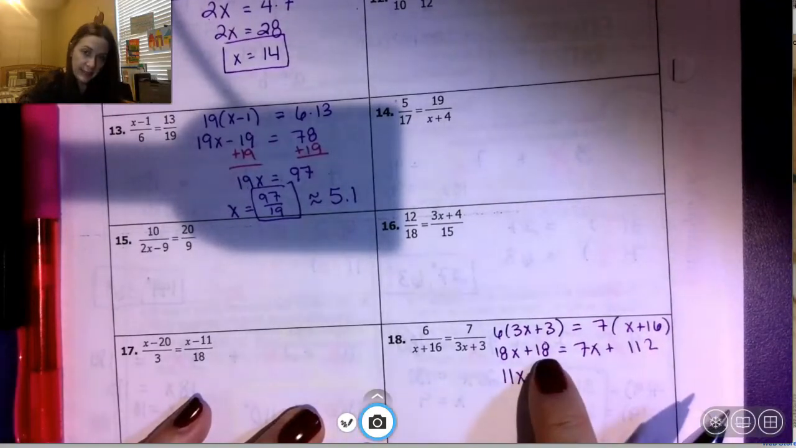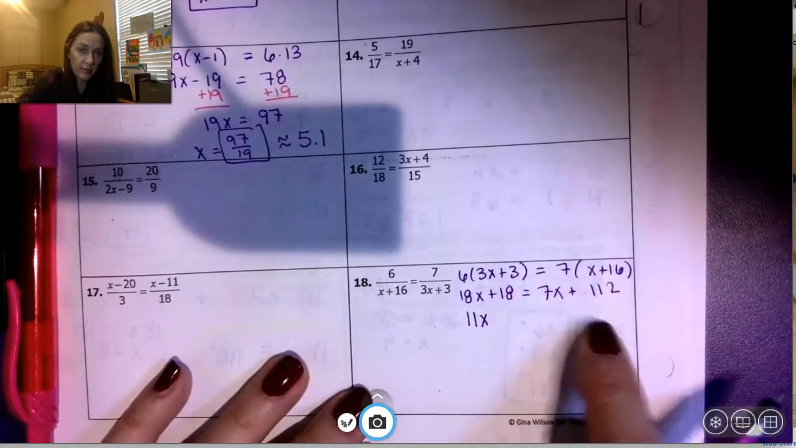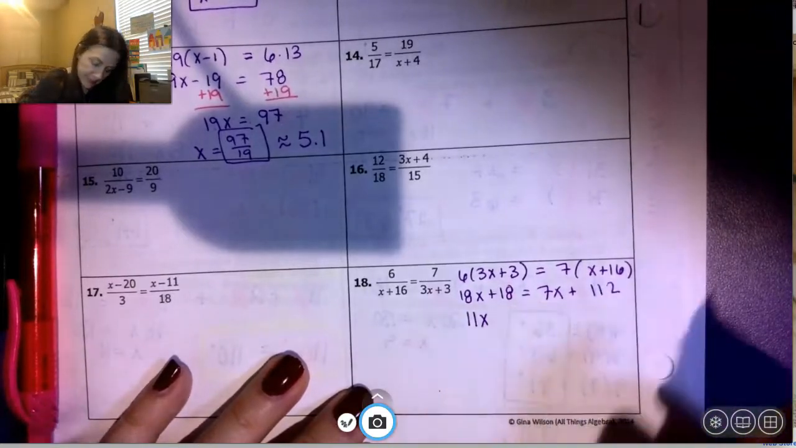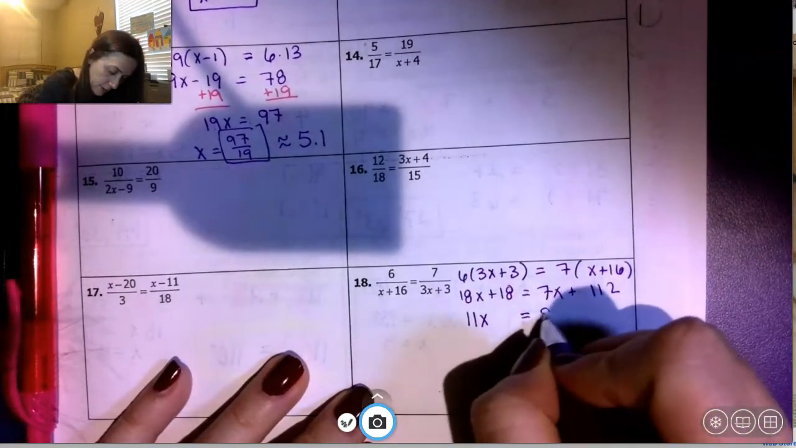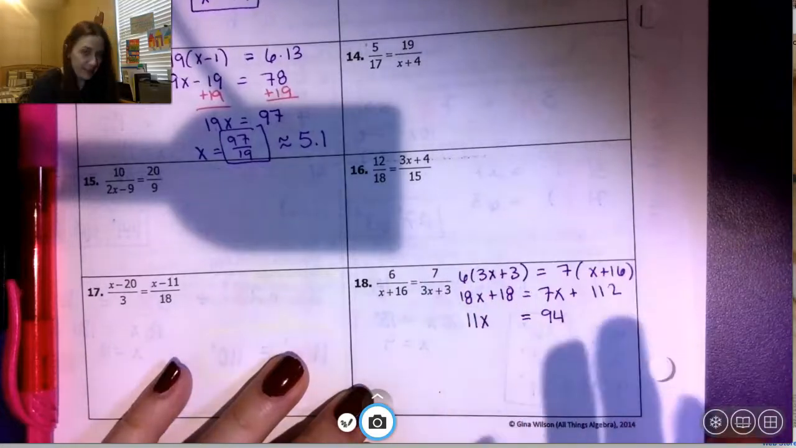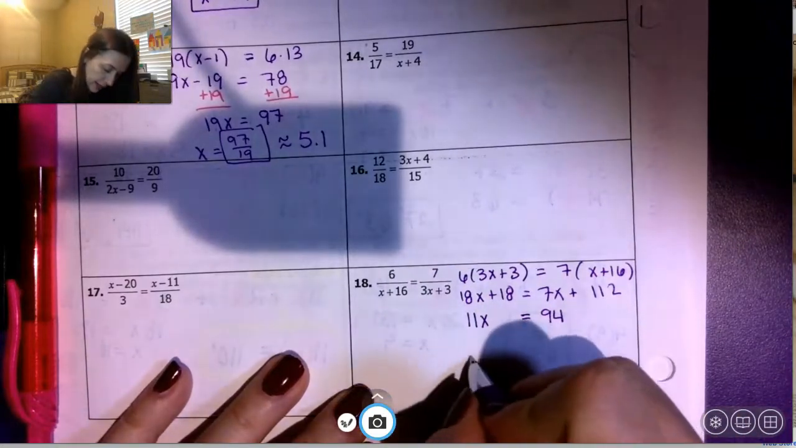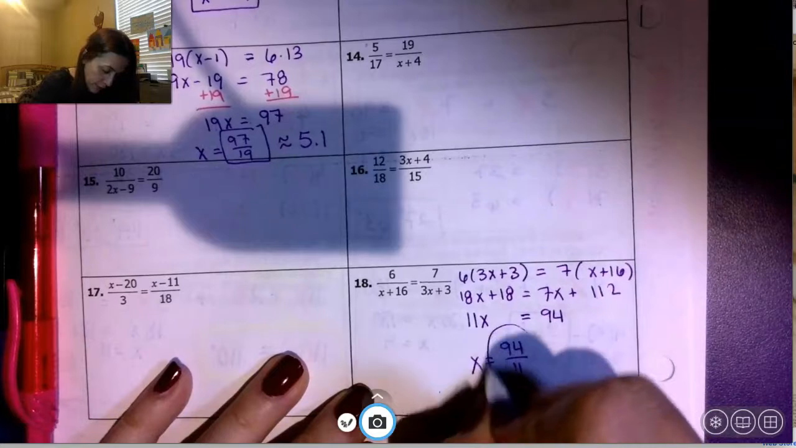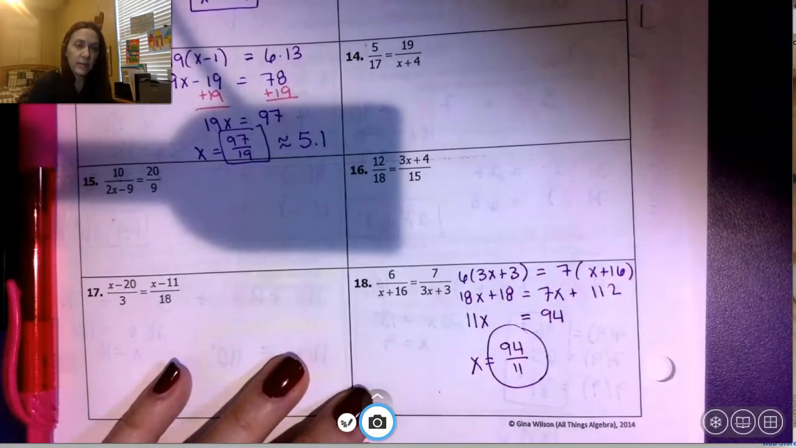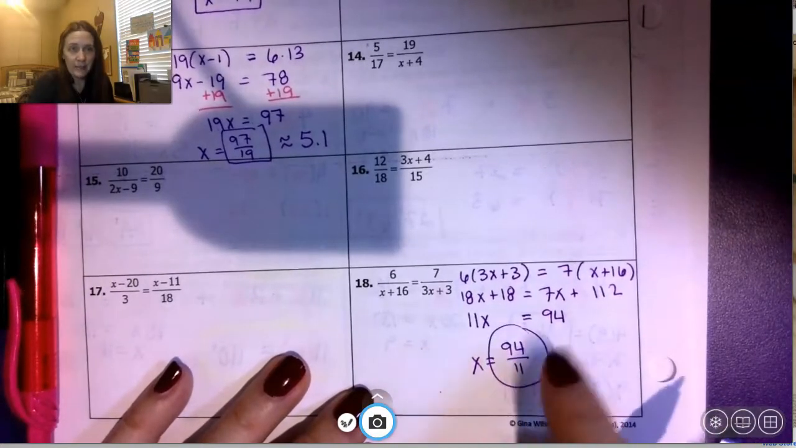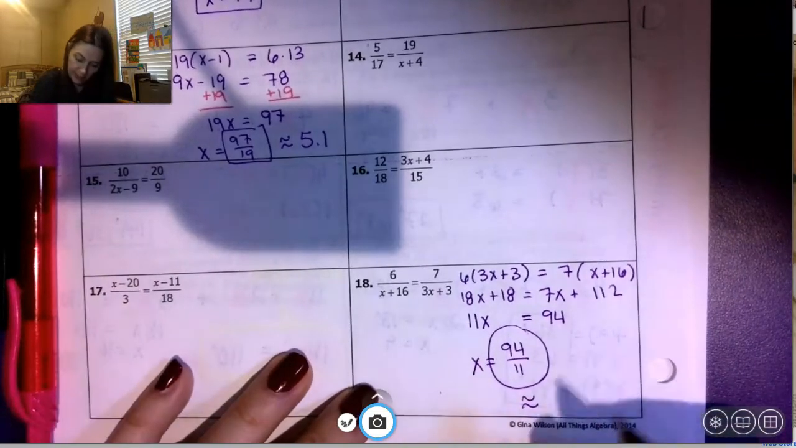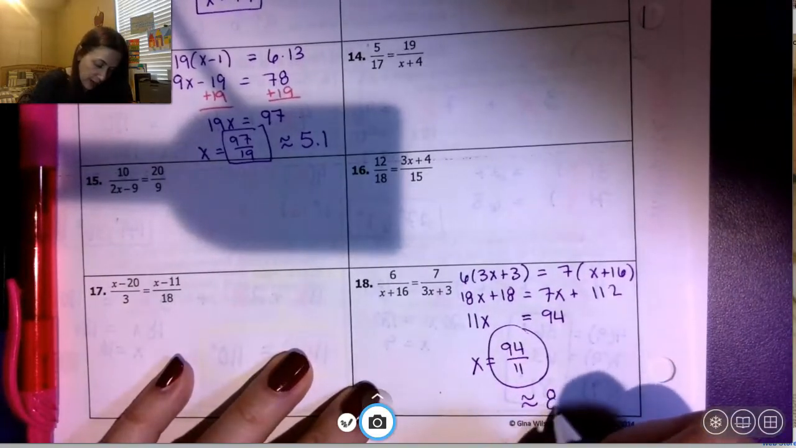Now I'm going to take the 18, I'm going to subtract it over here, so I have the variable on one side, the number on the other. When I subtract 18, I get 94. Now it's not even, so again I can do x equals 94 over 11 is a perfectly acceptable answer, and it's even better, it's more exact. But if you're going to use a calculator and estimate and they want you to give a decimal, it's approximately 8.5.